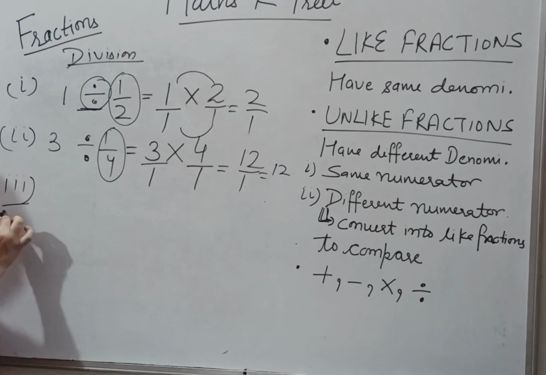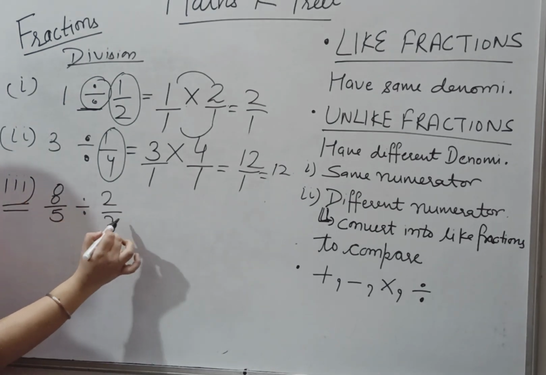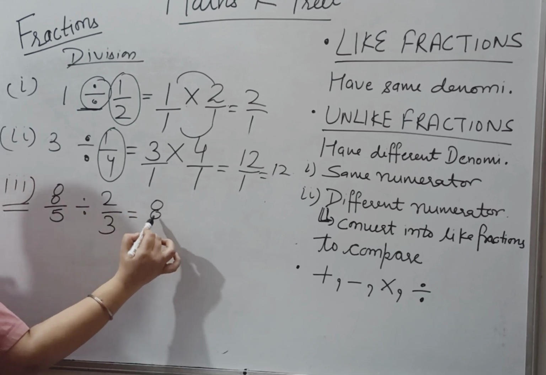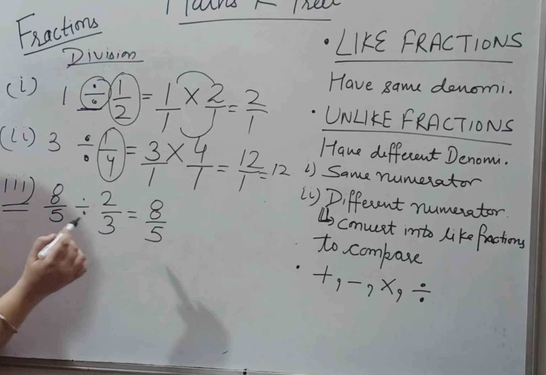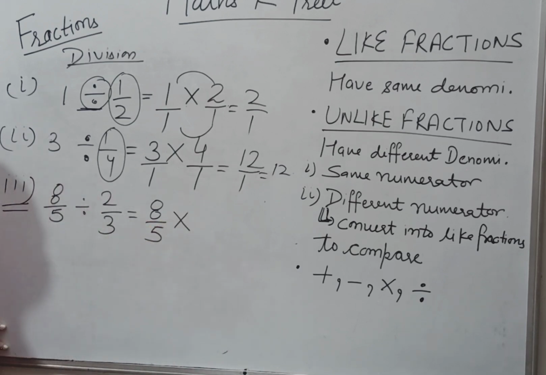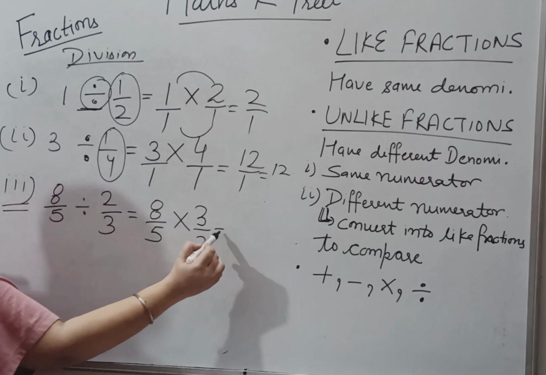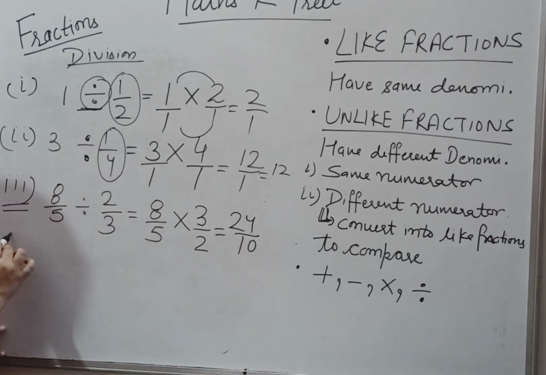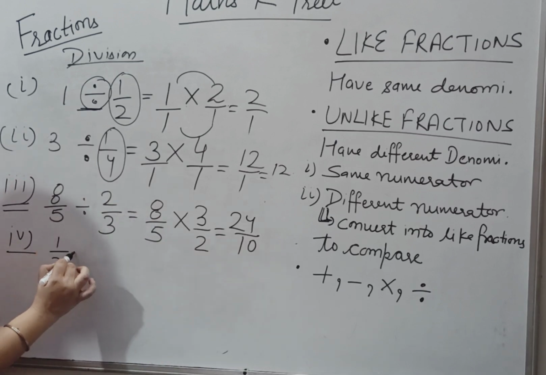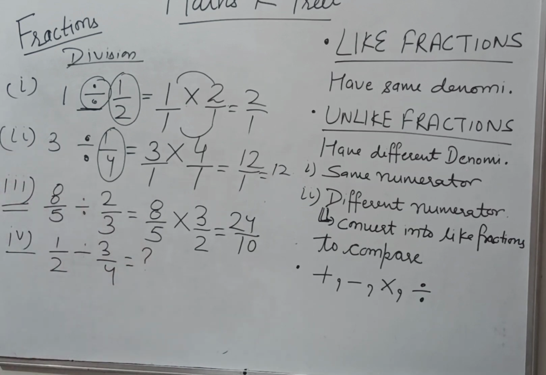Third question. 8 by 5 divided by 3 by 2. So 8 by 5 as it is, nothing will change in the fraction written in the first position. Just change the sign into multiplication and write the reciprocal for the next fraction. 8 3s are 24, 5 2s are 10. So this is the answer. Fourth is 1 by 2 divided by 3 by 4. Do it yourself.